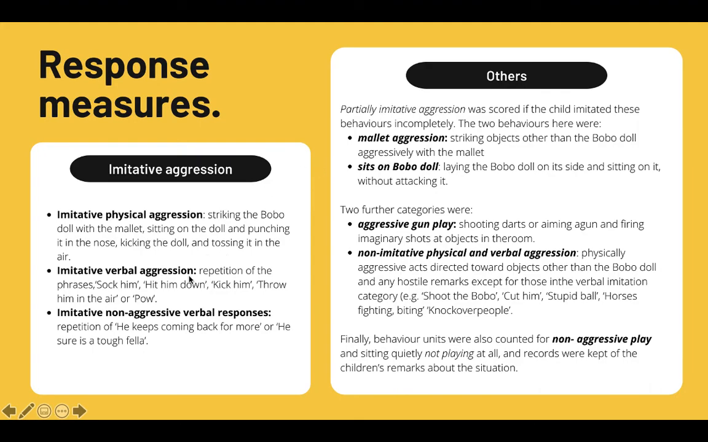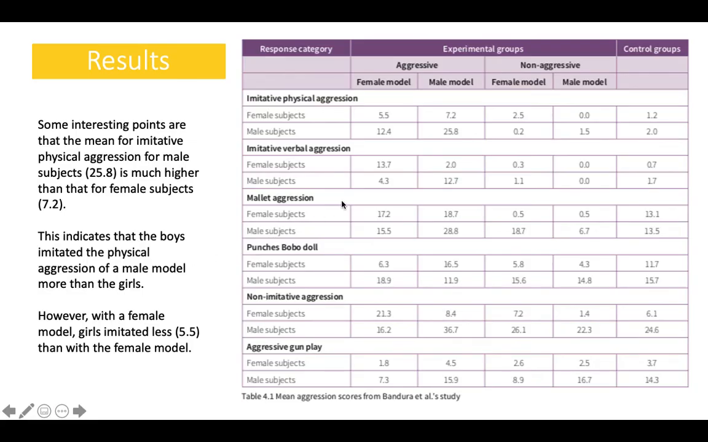Sock him, hit him down, kick him, throw him in the air, or pow. Okay, so in terms of physical aggression, they don't really imitate, even if it's a same-sex model. But if it was verbal aggression, comparing female model and male model, it is a high number here. They imitated more of the female model's aggressive comments, such as hit him, sock him, pow. For the male subjects, obviously, same. They still imitated. Okay. And it's higher for the same-sex model.